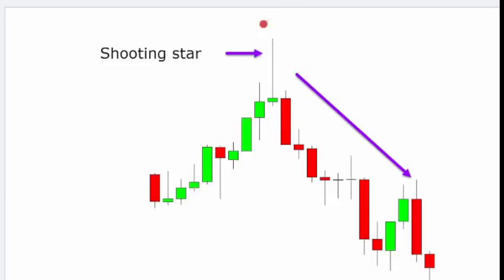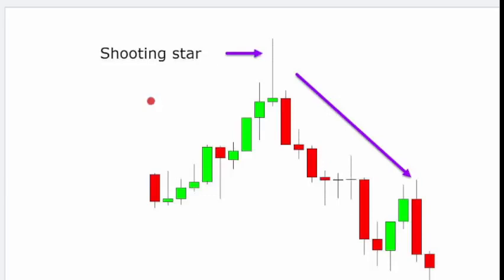However, we are going to learn that this is not something that you can entirely depend on, but this can work as an add-on to whatever existing system that you may have developed or may be developing in the near future. So first of all, we need to understand what a shooting star is.